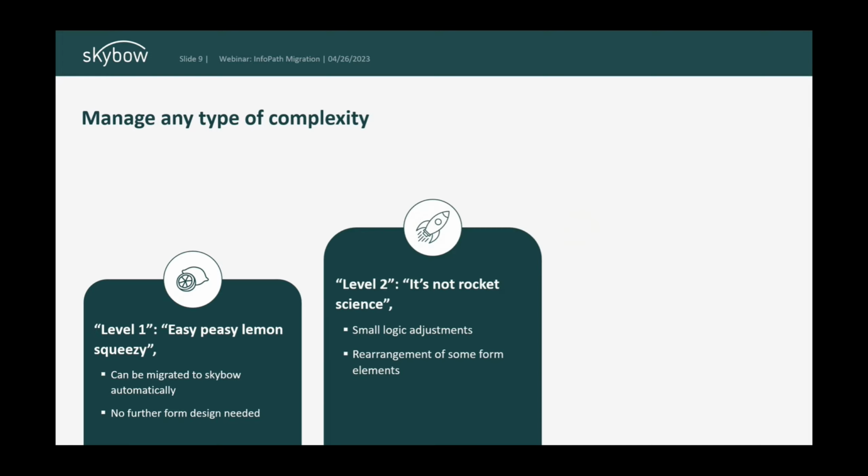The level 2 form means you will take it from InfoPath, you will have a one-click migration to skybow forms, but there are some things missing. Some small logic adjustments are needed. You might need to rearrange some things, or think of new ways of logic. So you still need to put in some work, but for this you have the skybow modern forms designer, and then you have a good base and you just work it out. It's a couple hours of work.